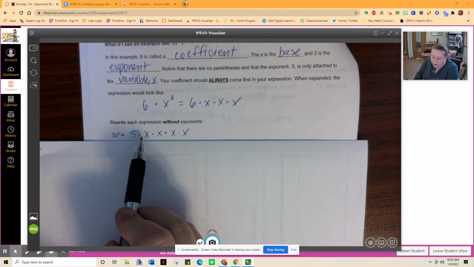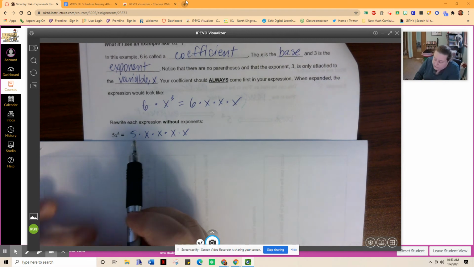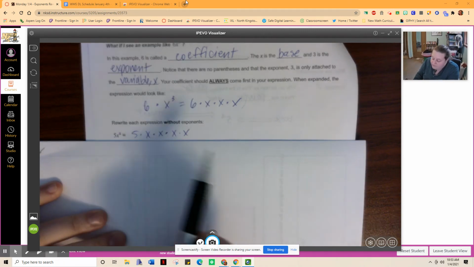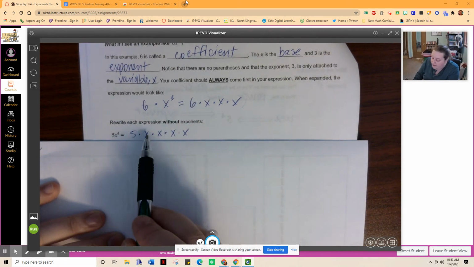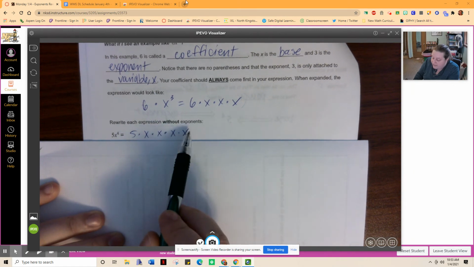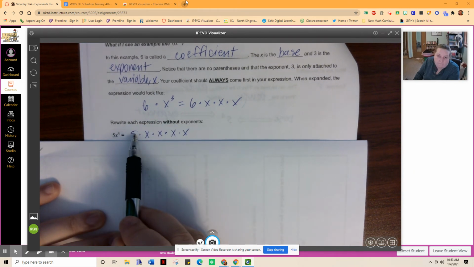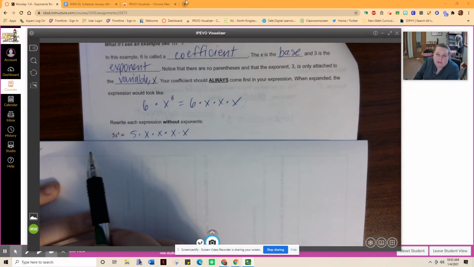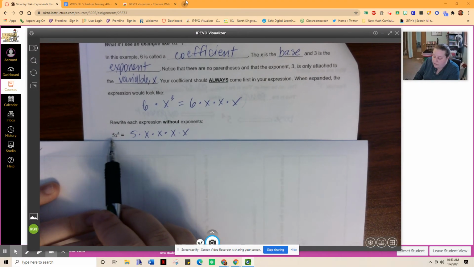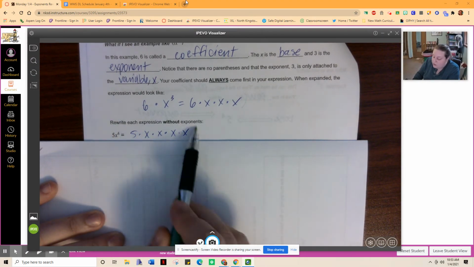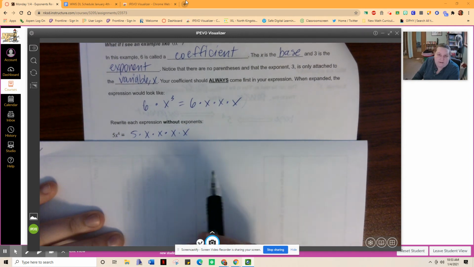So 5x to the power of 4. So 5 times x to the 4th power: 5 times x times x times x times x. Remember, 5 is the coefficient. It is not attached to the exponent. The exponent is only attached to the base x. So I have 4 x's and 5.